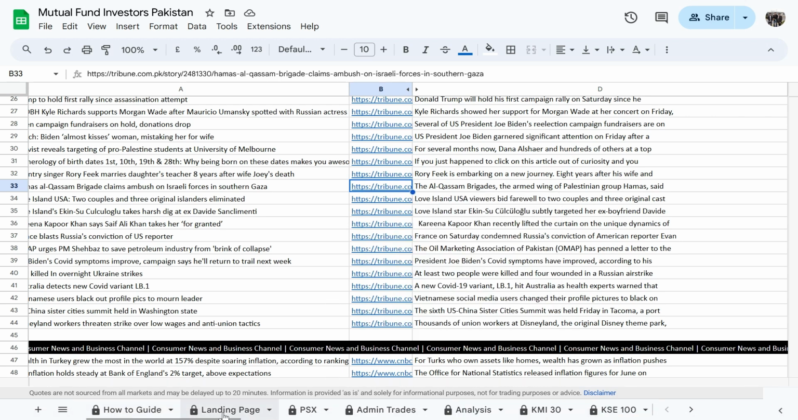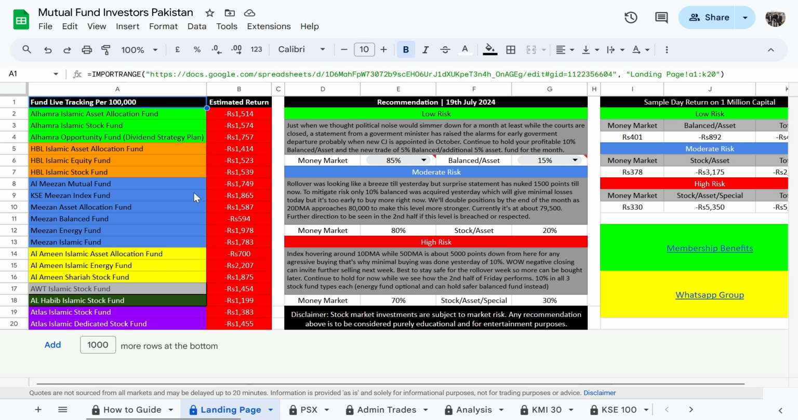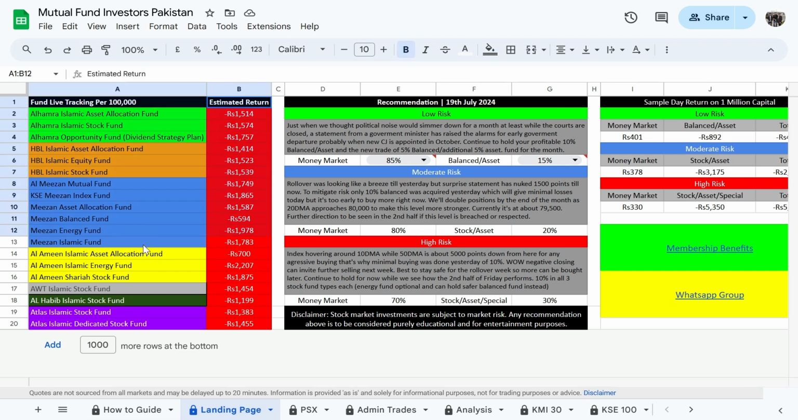Second tab is your landing page, where on the left side you can see the live tracking of several different market funds. In the center, you would see the buy or sell recommendations for different risk levels. Low risk should be for those who would not want to lose their capital, and for them, typically balanced fund will only be recommended for about 10%.